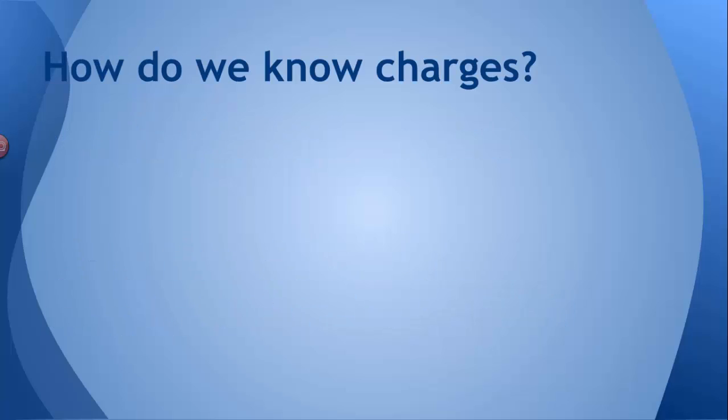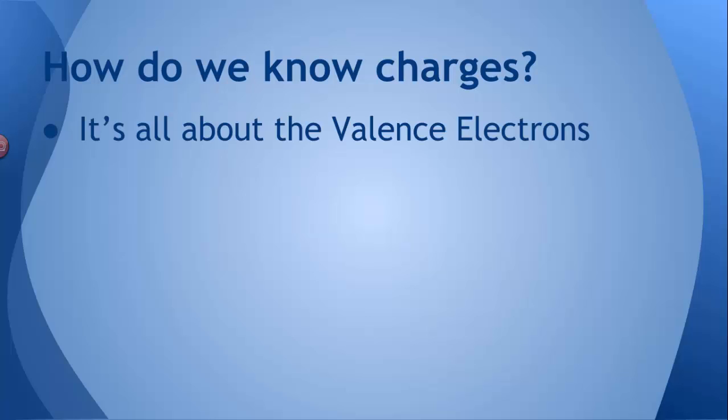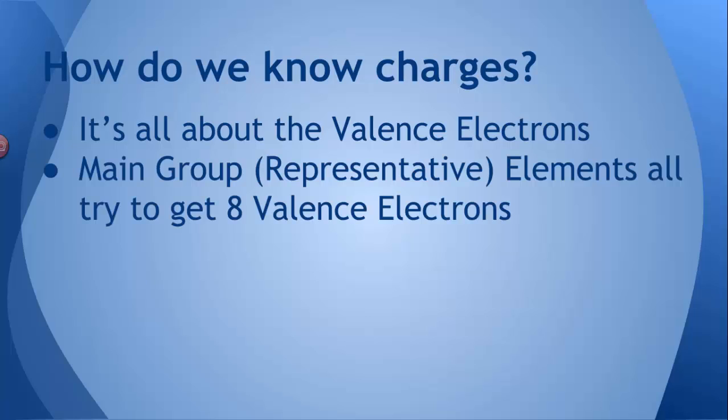Okay? So, how do we know what charges an atom will have? Is it going to gain? Is it going to lose? We know if it's a metal it'll lose, if it's a nonmetal it'll gain, but how do we know how many electrons it will lose or gain? It's all about the valence electrons, and this is why we had to learn about valence electrons first. See, the thing is, all of the main group elements, the representative elements, not the transition metals, the main groups, all of them are trying to get 8 valence electrons.